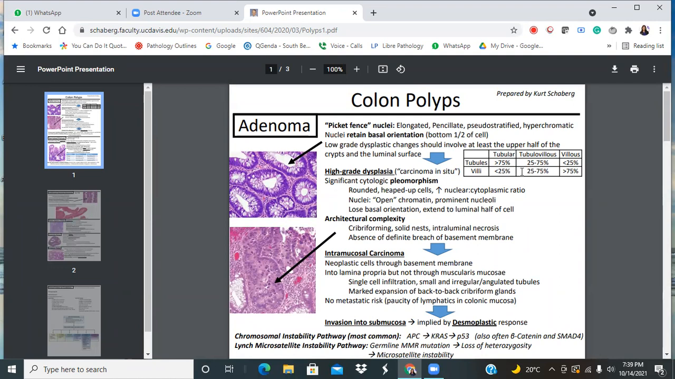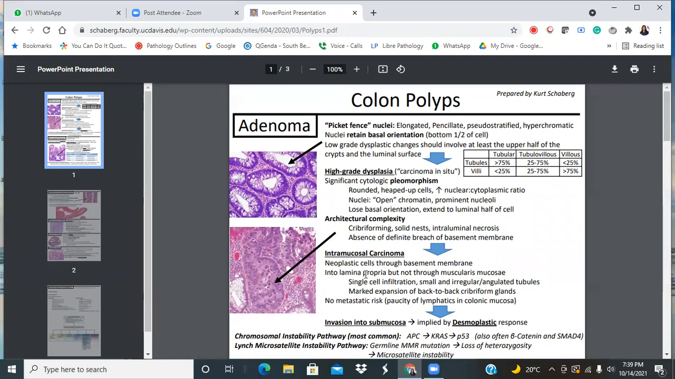Okay. So then you have the tubular, tubulovillous, and villous adenomas. More than 75% tubules in tubular, 25 to 75% in tubulovillous, and less than 25% tubules in the villous. And similarly for villi: less than 25% villi in the tubular, 25 to 75% in the tubulovillous, and more than 75% to call it villous.